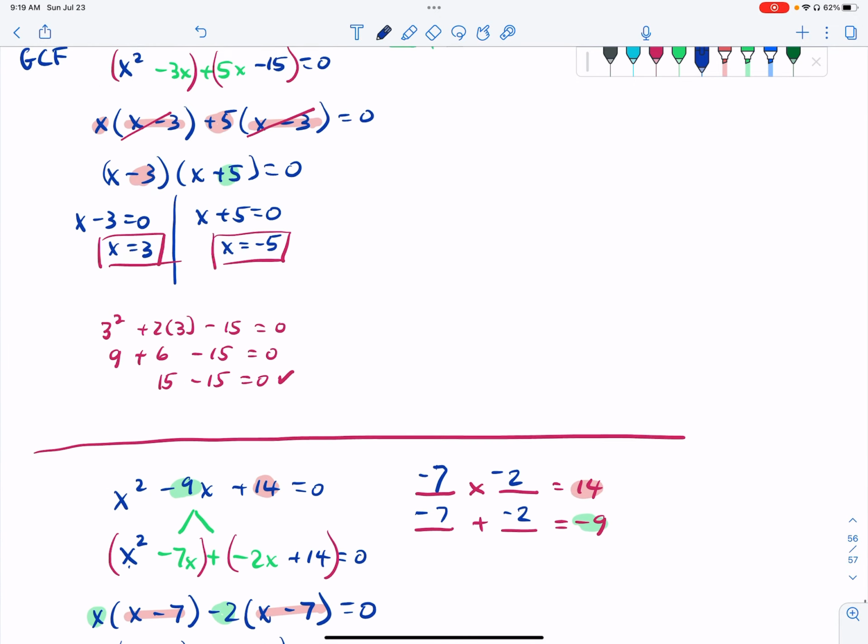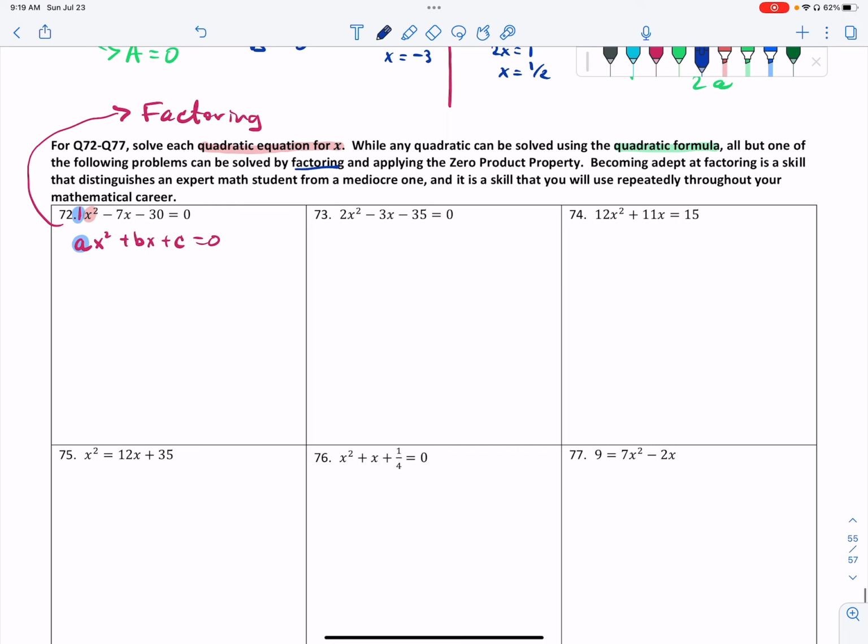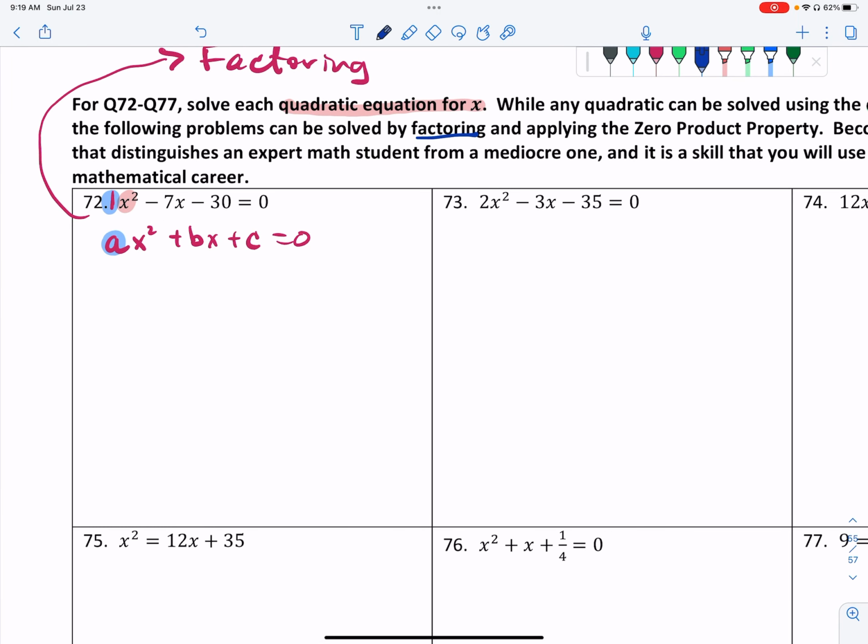So once again, that's the kind of thing that you're going to do on question 72. 73, however, needs a little bit more, another technique, which I'll show you in the next video.